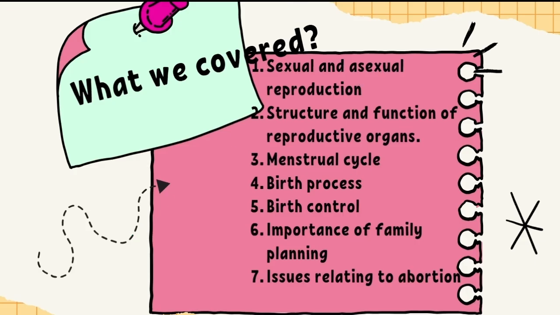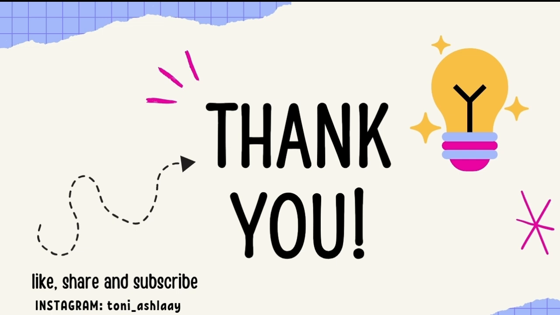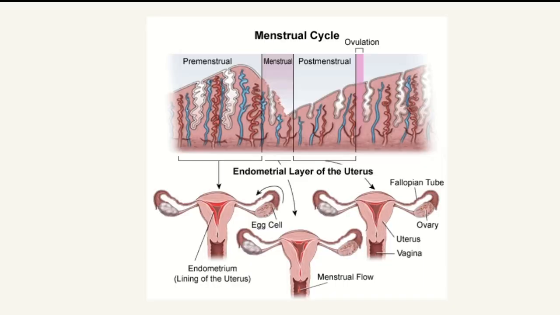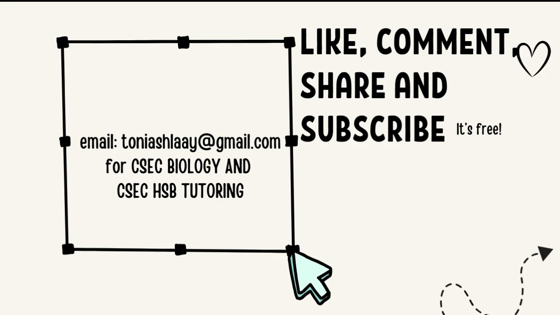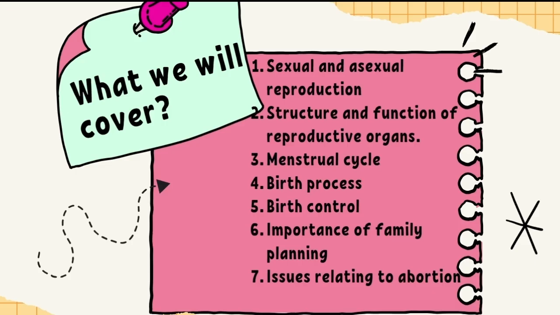So basically what we went through was sexual and asexual reproduction, the structure and function of the reproductive organs, the menstrual cycle, the birth process, birth control, the importance of family planning, and the issues relating to abortion, basically, right? So this would be the end of the reproductive system topic. But yeah, take everything with a grain of salt, right? These are the main areas that fall under the reproductive system.